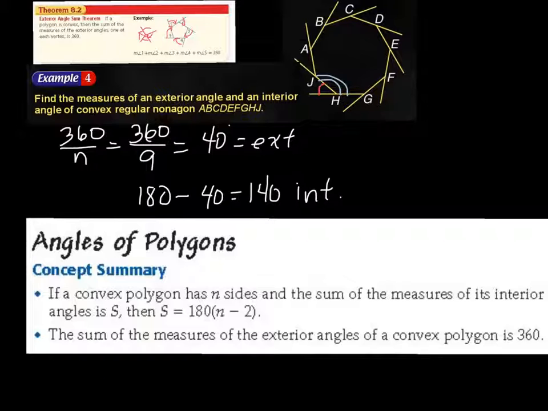In summary, if a convex polygon has n sides and the sum of the measures of its interior angles is S, then S equals 180, the number of degrees in a triangle, times n minus 2, how many triangles it would make. The sum of the measures of the exterior angles of a convex polygon is always the same, 360.